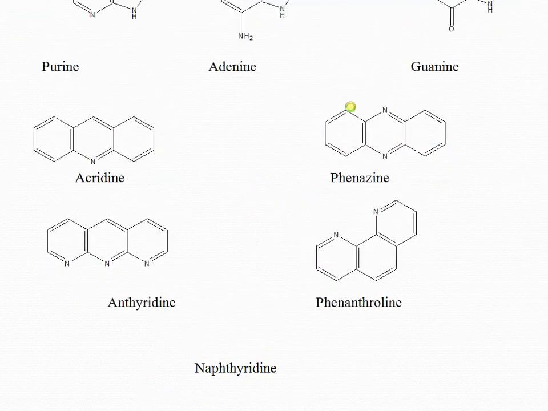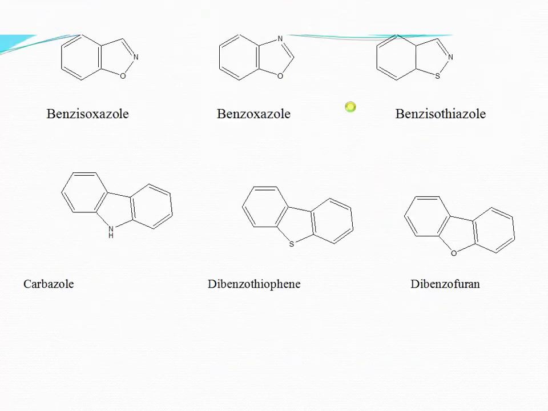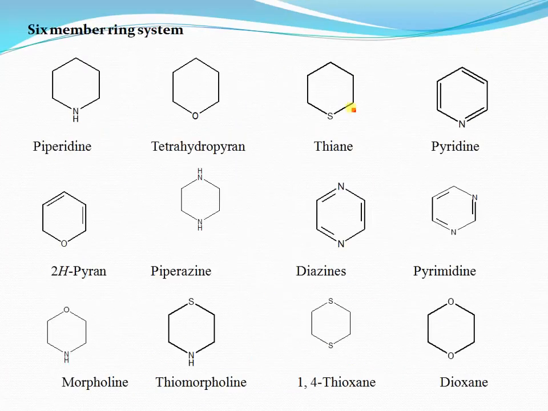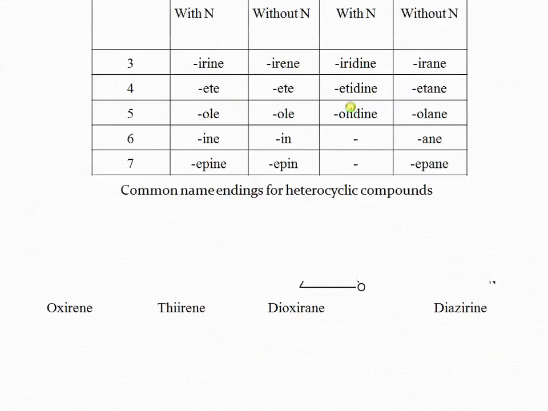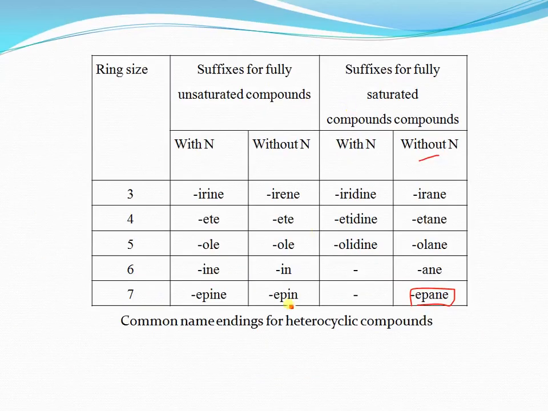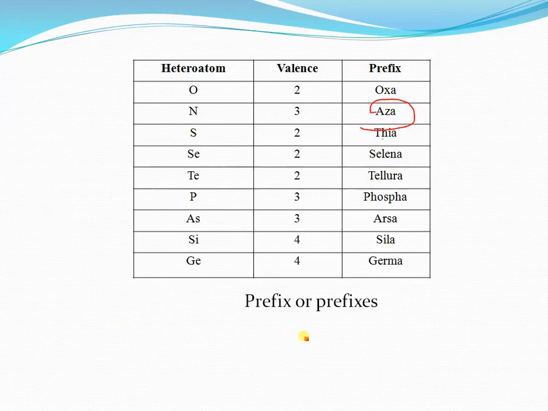With nomenclature. And a very important part is this table of common name endings for heterocycles. So if you are clear with this table and with the prefix used for each and every heteroatom, you are able to write the name of a heterocycle from this.